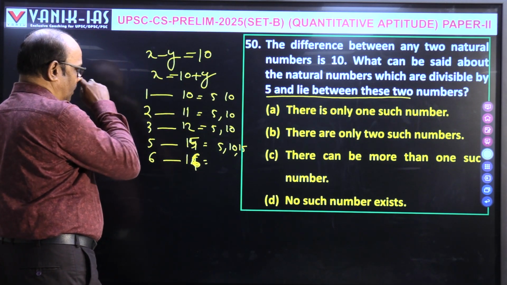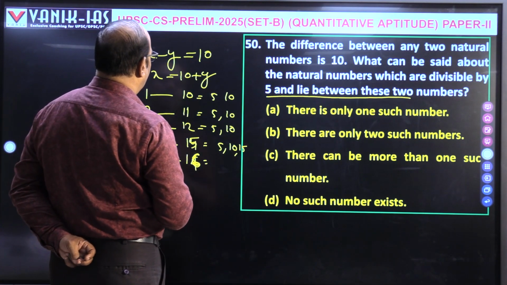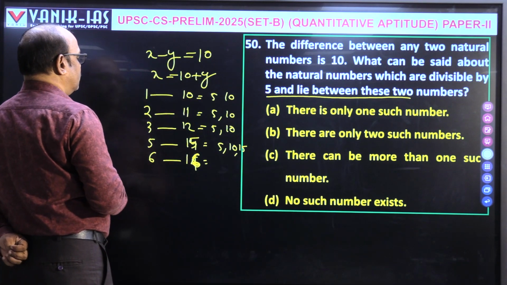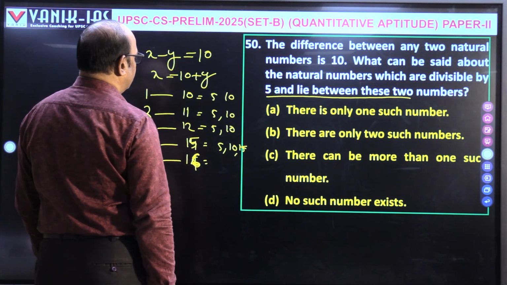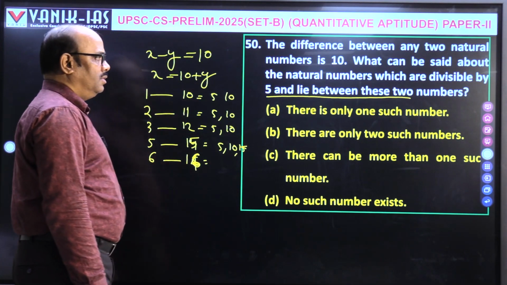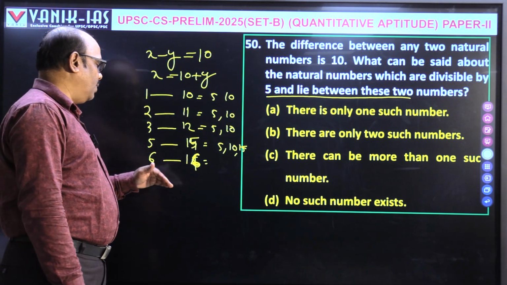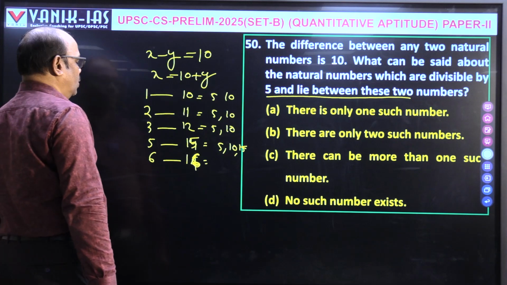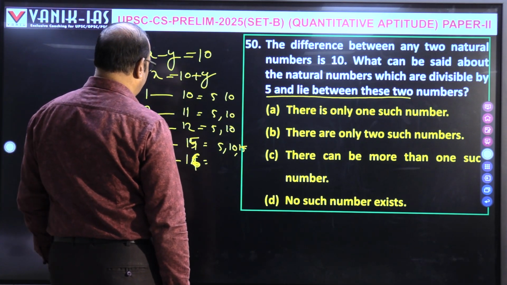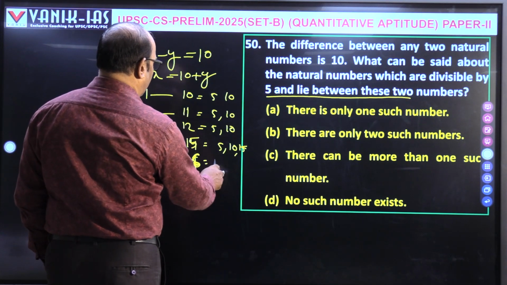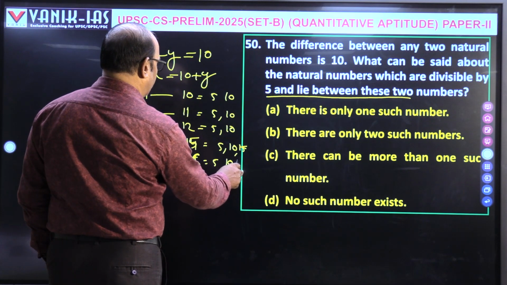So 1 to 10, 2 and 11. Two numbers satisfy this only because between these two numbers means the last number is not counted. If the last number is not counted, 6 and 16. So one number not counted, obviously the difference is coming 10, and two numbers, here will be 5 and here will be 10 also divisible, and also 15 also divisible.